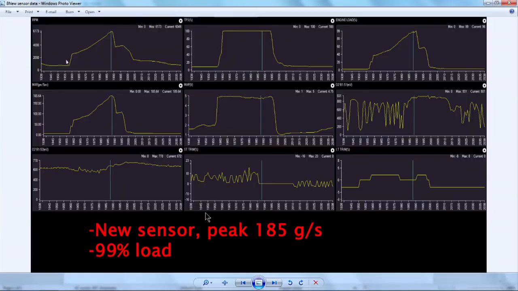So what did I do? Throw it in the vehicle, right? Take the reman in the vehicle versus the new in the vehicle. So when we had the class last time and we verified a repair, our new sensor peaked at 185 grams per second at 99% load.